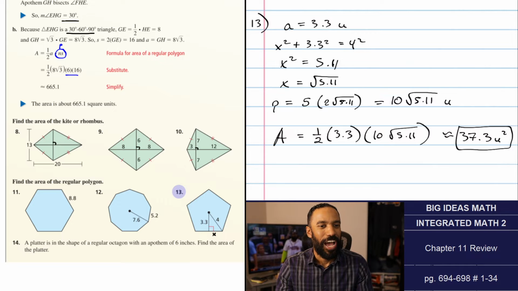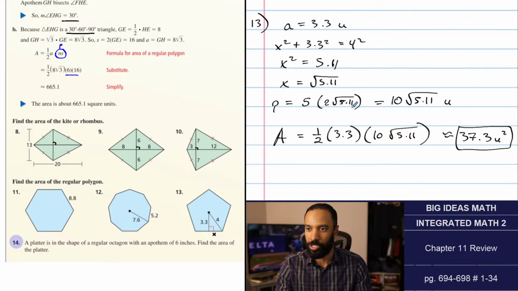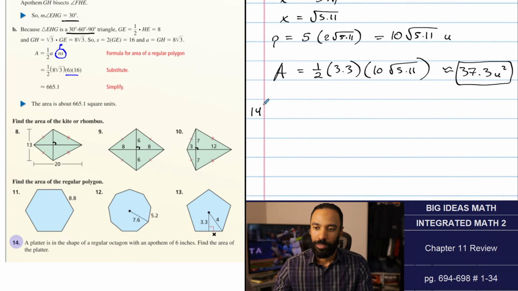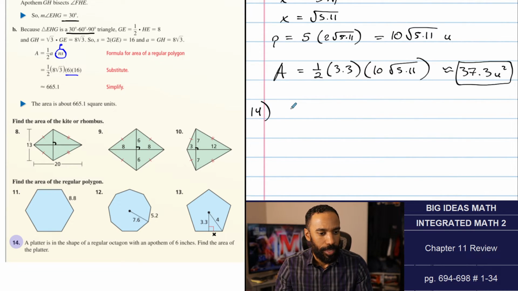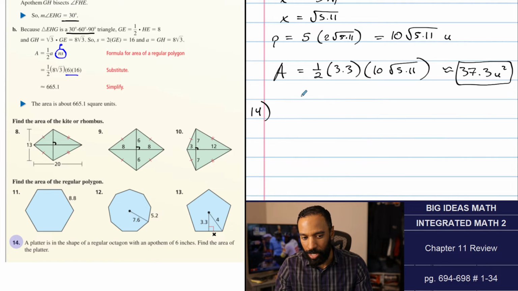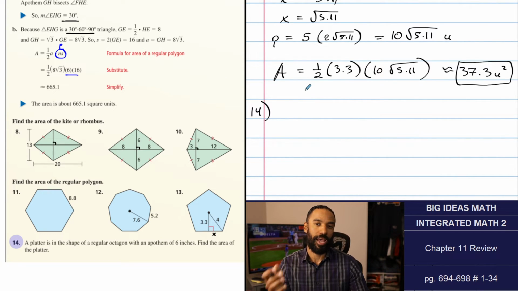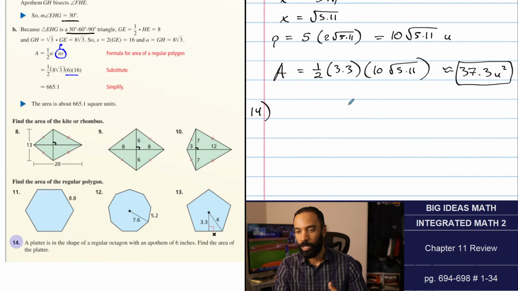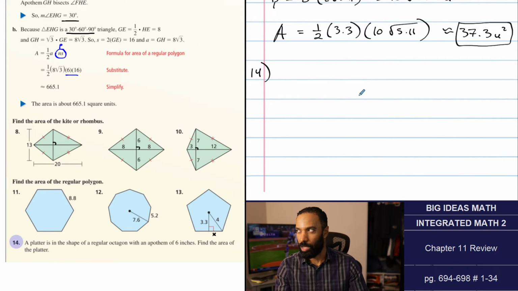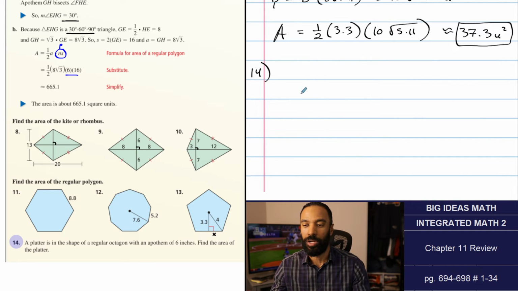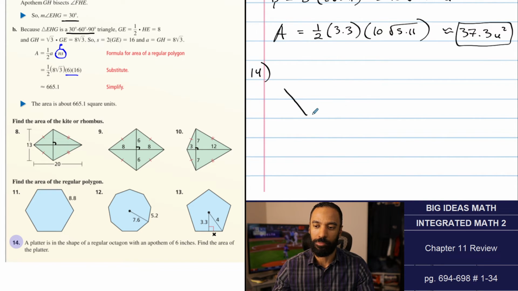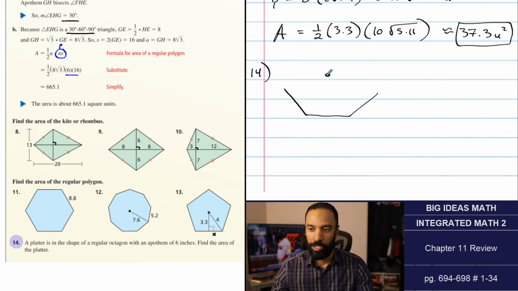Okay. All right, let's move on to number 14. Oh, okay. We have possibly another area question here. A platter is in the shape of a regular octagon with an apothem of 6 inches. Find the area of the platter. All right, I think this one, I actually get an opportunity to use the trig. They only give us one bit of information when it comes to length, not multiple.